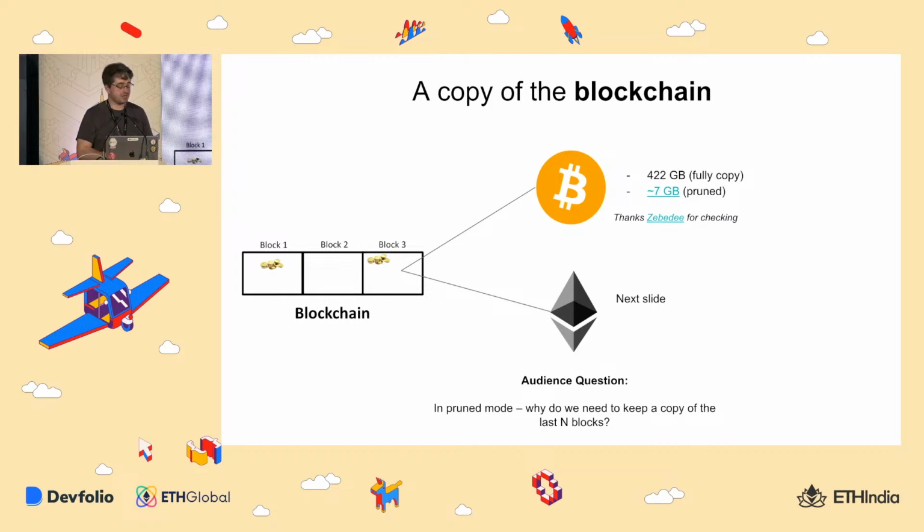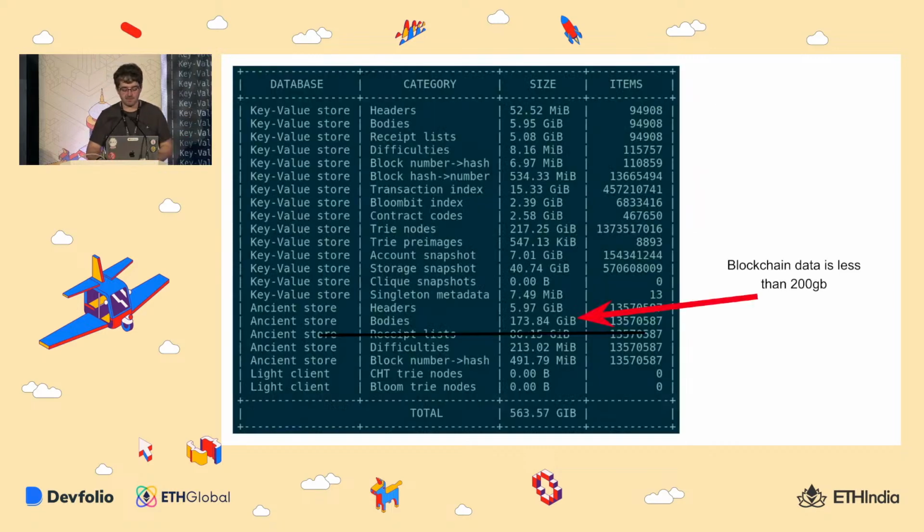A copy of the blockchain for Bitcoin is actually quite big. It was about 400 gigabytes at the time, and that's just because Bitcoin transactions are bigger because of the UTXO model than Ethereum. And on Ethereum, it's about less than 200 gigabytes when I had this screenshot. I think that was a year ago. It's probably not that much bigger now. Maybe someone in the audience wants to check if you have Go Ethereum installed.